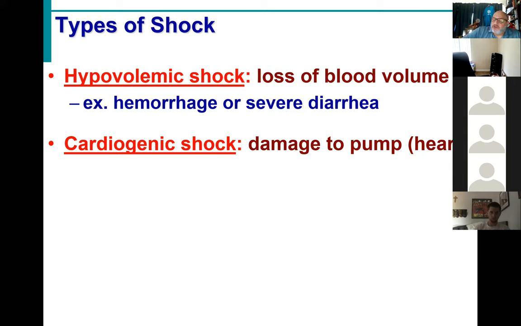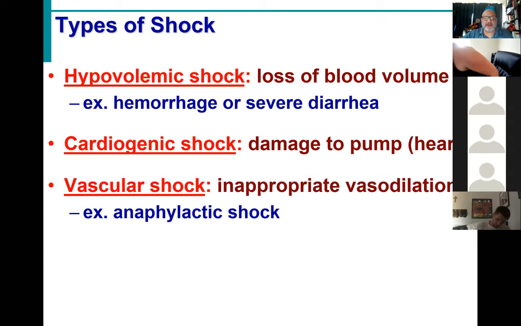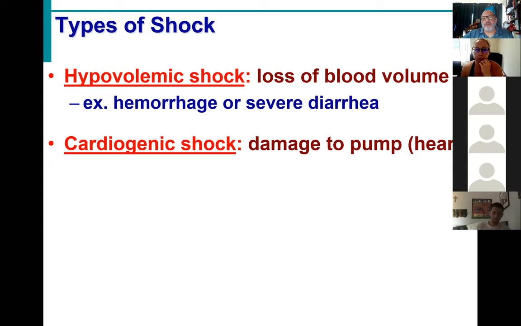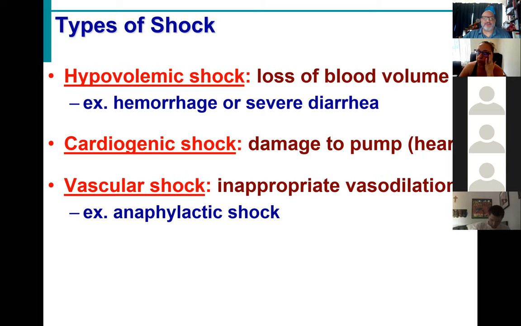Cardiogenic shock, we talked about before when we were talking about the heart, is damage to the pump in the heart. And we talked about the two different types of that that can occur, where we have the failure of one side of the heart to pump versus the other side of the pump. And we saw that congestion that occurred because of that decrease. We also talked about vascular shock as well. This is when we get that inappropriate vasodilation from things like an allergic reaction. That anaphylactic shock is an example of rapid dilation of blood vessels.